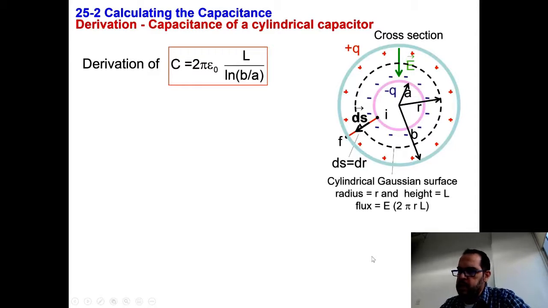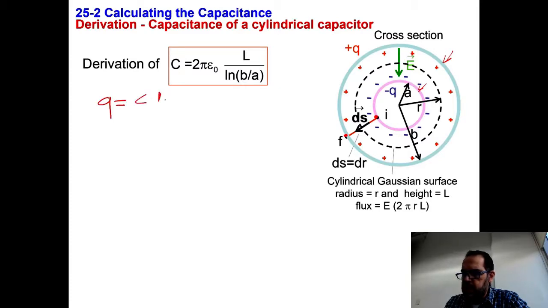Okay, we will do the same derivation as we did earlier. Let's assume this is the inner cylinder of radius A, and this is the outer cylinder of radius B. Let's assume we have a positive charge Q on the outer surface and then minus Q on the inner surface. So the electric field points from the positive to the negative direction. And let's assume we start at the inner circle and we want to reach the outer circle. And we want to write the equation for capacitor.